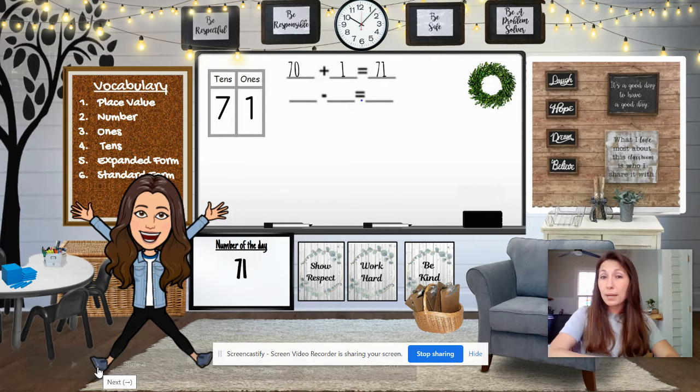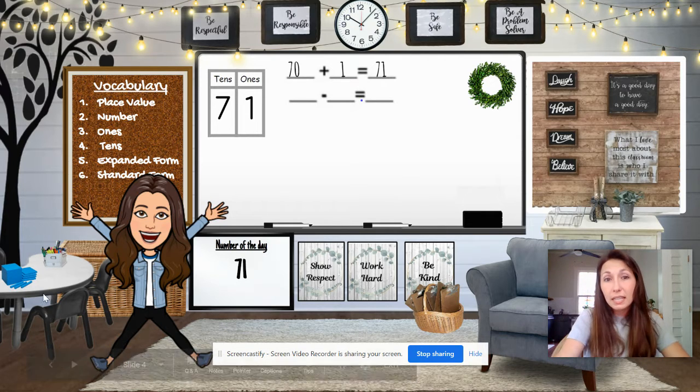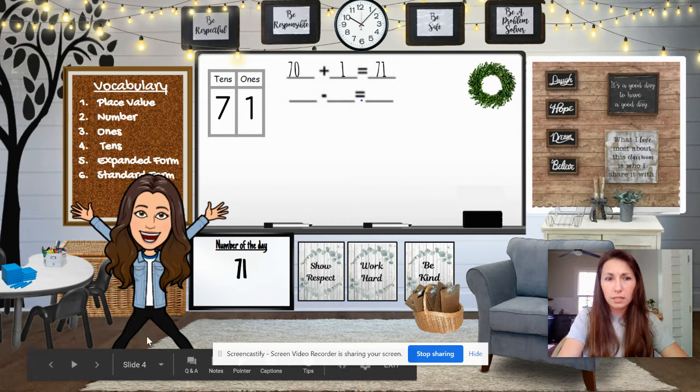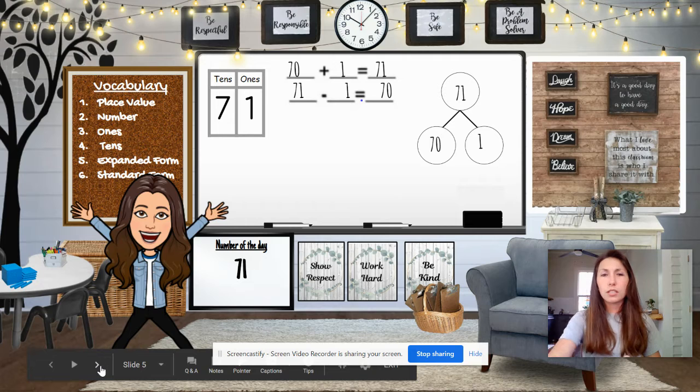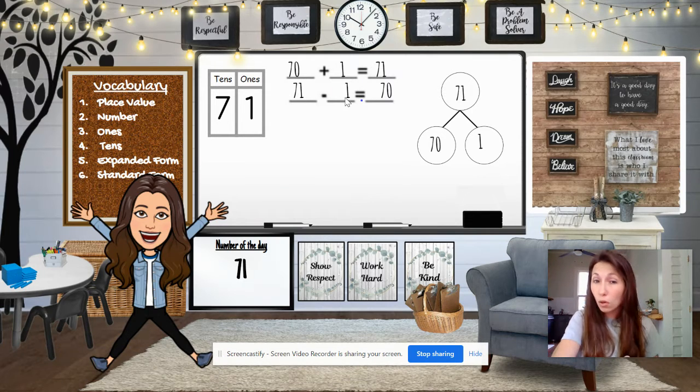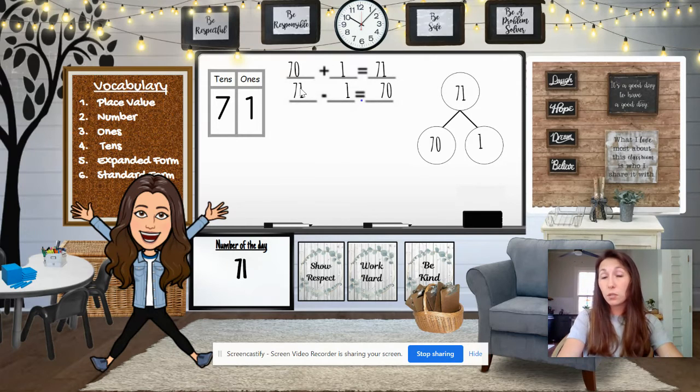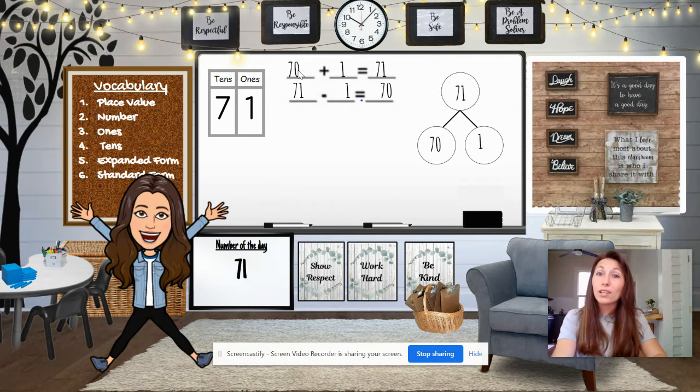And let's practice taking away the ones. So let's say you have 71, and you're going to take away those ones, okay? So then you have 71, that's your whole number, take away your ones, and that leaves you with your 70. So you had 71, you took away the number in the ones group, and that left you with 70, which also means 7 tens.